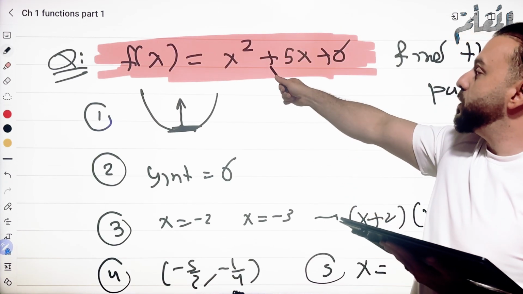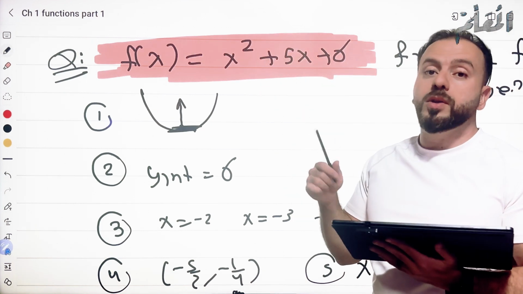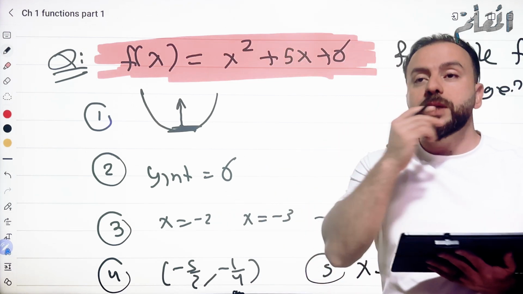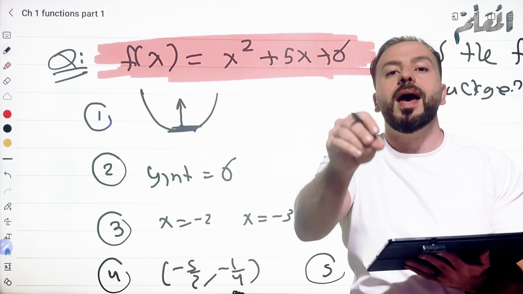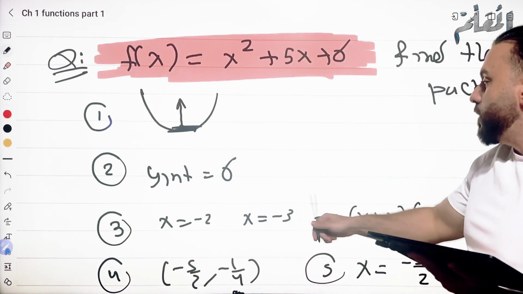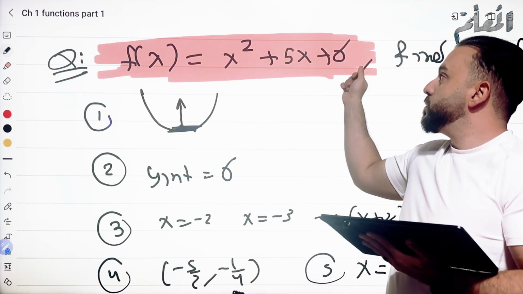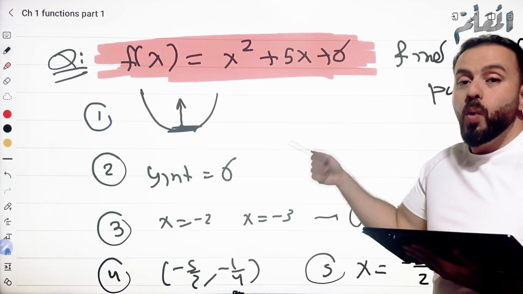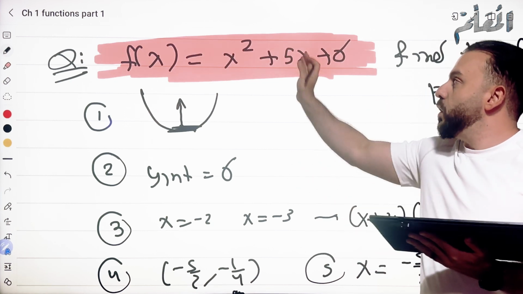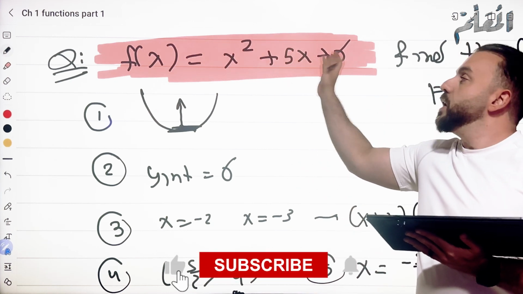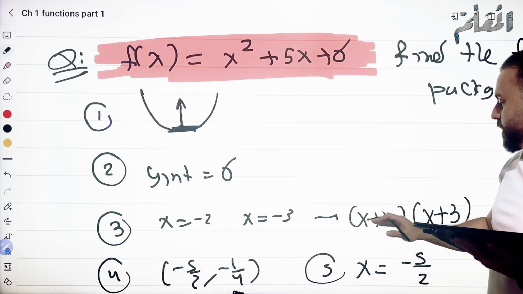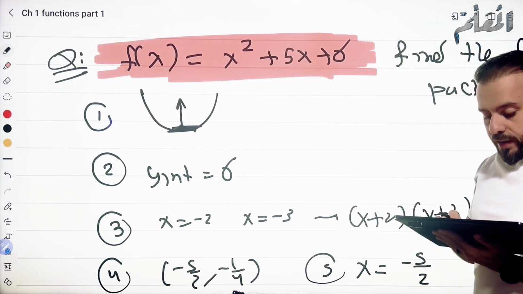The roots of this function, you can go to the calculator and find the roots, or you can do it manually. So x equals negative 2 and x equals negative 3. Those are called the roots. The roots mean where the parabola cuts the x-axis, when it intersects the x-axis at 2 different points. So x equals negative 2, x equals negative 3, those are the roots of this quadratic function. If you want to rewrite it in the form of factors, from the roots we can get x plus 2 and x plus what? 3. Fine.